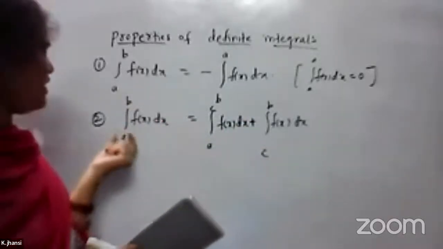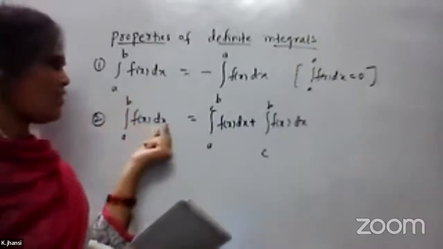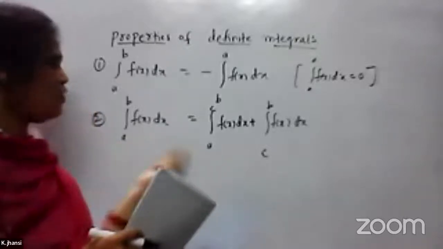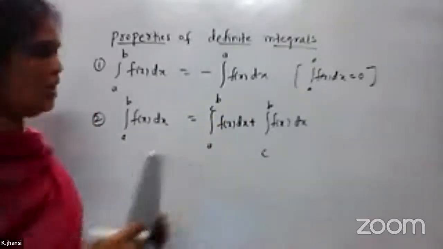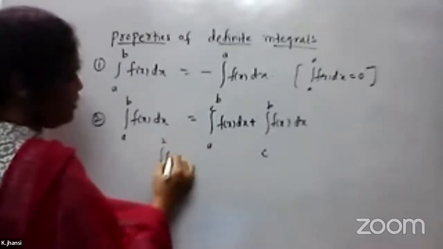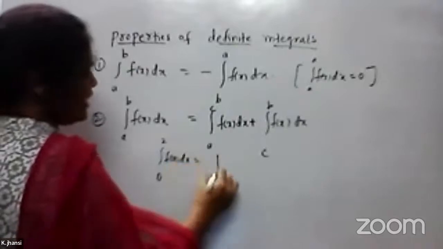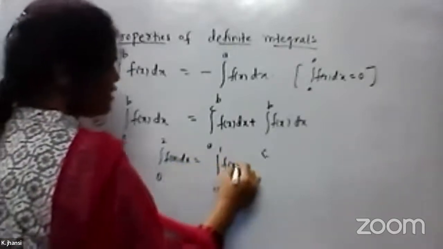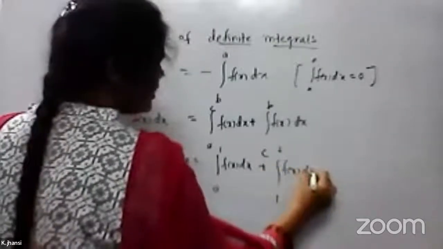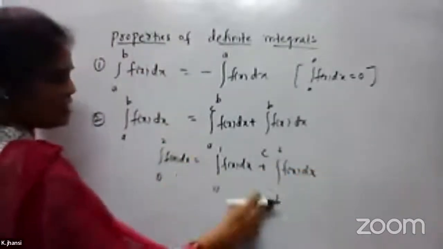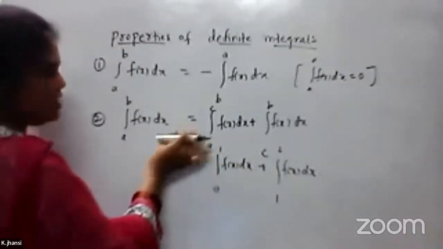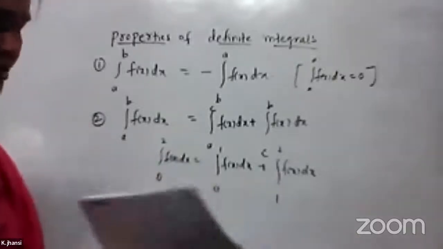So wherever limits like this, a to b f of x dx, are there, say 0 to 2 is there, you can write 0 to 1 and 1 to 2. So if you have 0 to 2 f of x dx, we can write it as 0 to 1 f of x dx plus 1 to 2 f of x dx. We can split that one. And these two are common, no? When you club them, you will get the same one. This is the second important property.